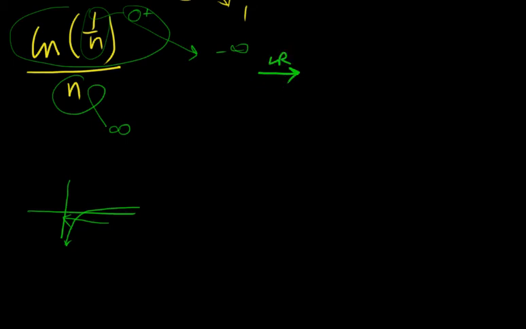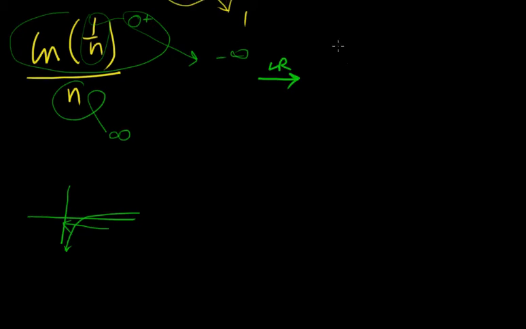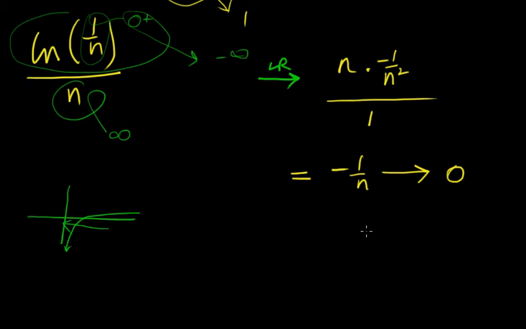So I'll put an arrow with LH here, and then let's take the derivative of the top and the derivative of the bottom, remembering that we are doing it with natural log of 1 over x and x, but I won't change the notation. So the derivative of the natural log of 1 over x would be 1 over 1 over n, which is n, times the derivative of 1 over n, which is minus 1 over n squared. So that was what we'd have on the top. And on the bottom, the derivative of n is 1. And so this is equal to minus n over n squared, minus 1 over n, and the limit is 0.